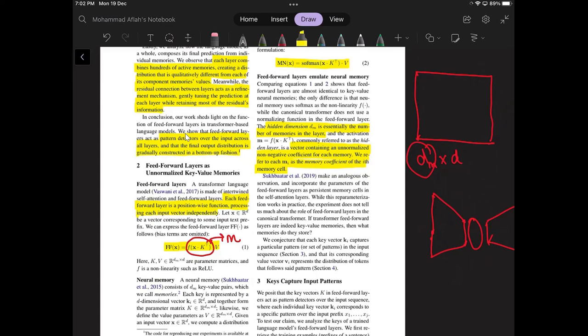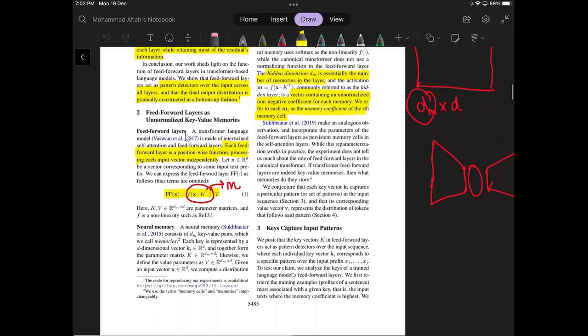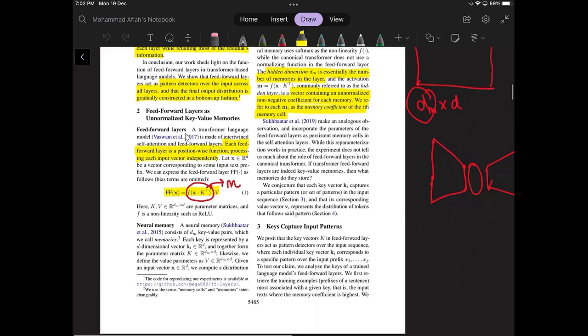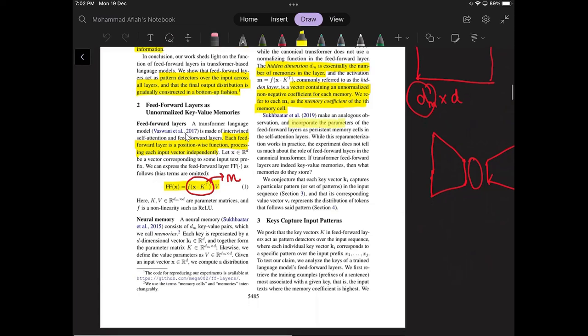And I'm not really sure if I can explain it much better than this because I'm also reading this for the very first time. So Sukhbaatar et al. 2019 make an analogous observation and incorporate the parameters of the feed-forward layer as persistent memory cells in the self-attention layers. Okay, so I'm not sure what they mean by that, but I guess they'll go into this. So while this reparameterization works in practice, the experiment does not tell us much about the role of the feed-forward layers in the canonical transformer.